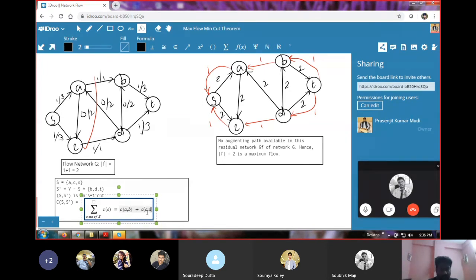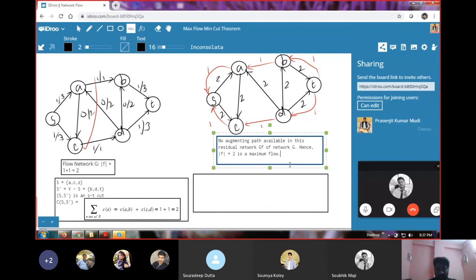Okay, in the right. So C of AB equal to 1 plus CD 1. That means 2. So what we can see, that is statement 1.